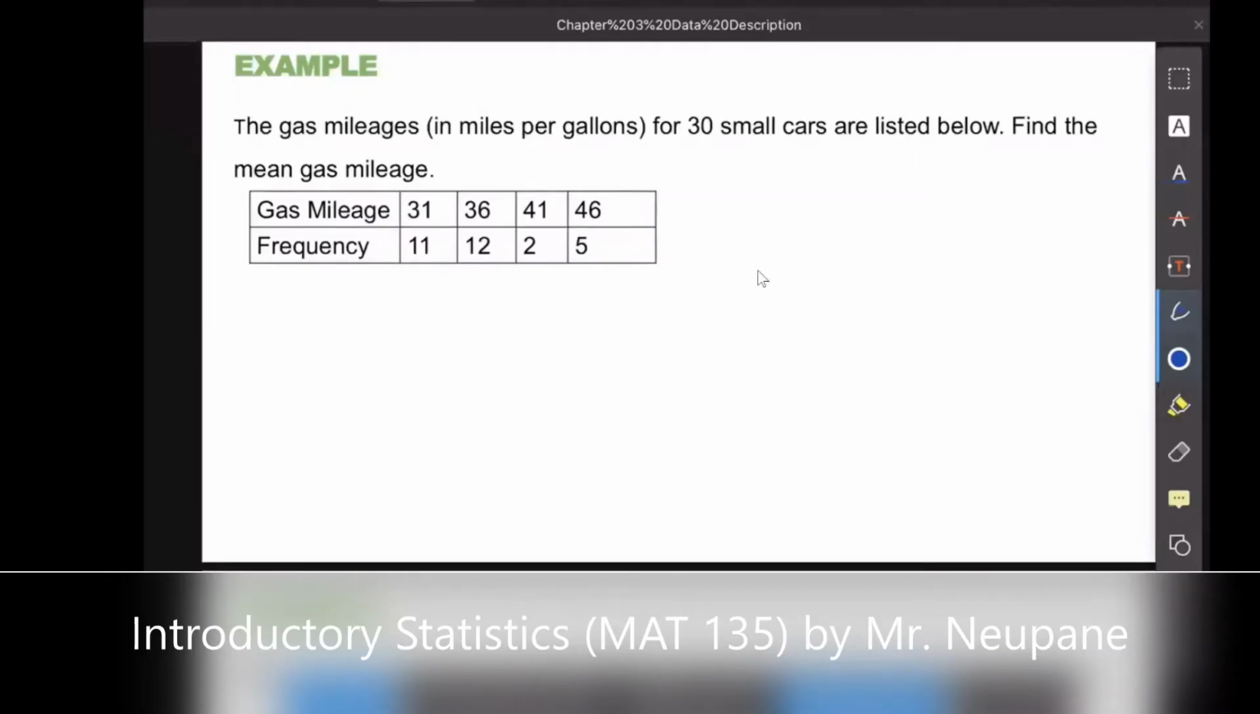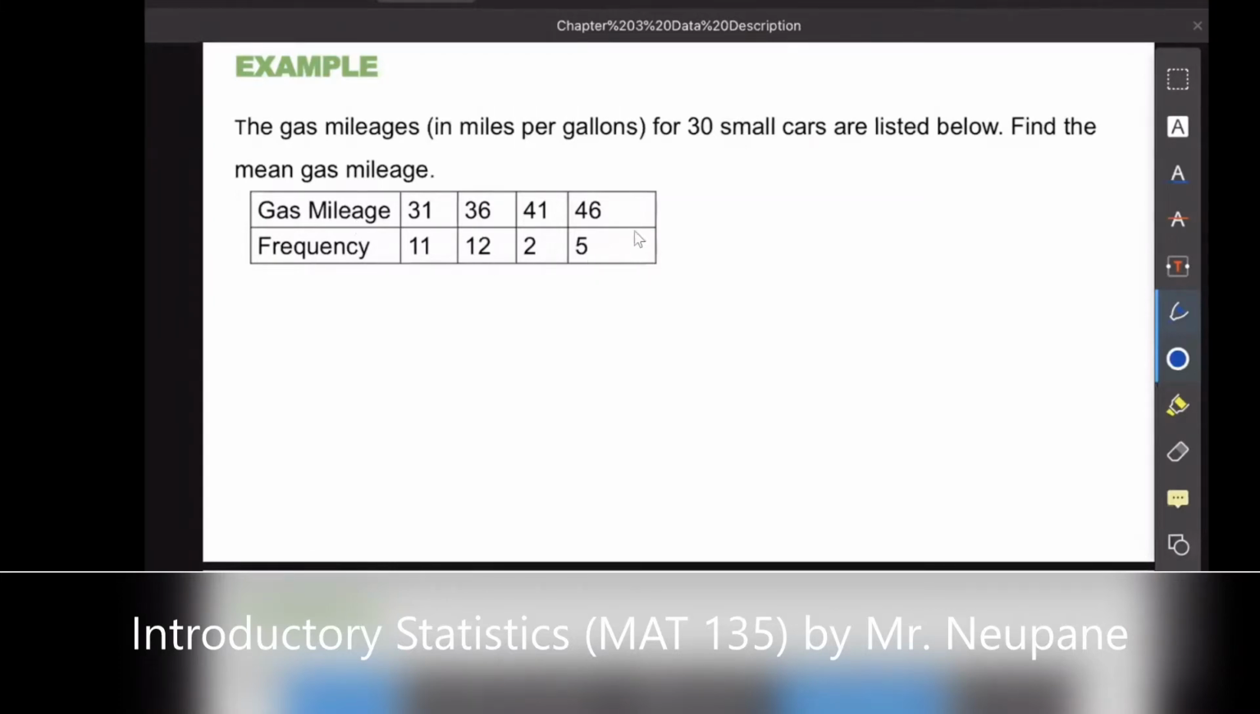So here is the second example. You can see that this example is a little different because it has grouped data, and it says the gas mileages in miles per gallon for 30 small cars are listed below. We have to find the mean gas mileage. The mileage is 31 miles per gallon for 11 cars, 36 miles per gallon for 12 cars, 41 miles per gallon for 2 cars, 46 miles per gallon for 5 cars.